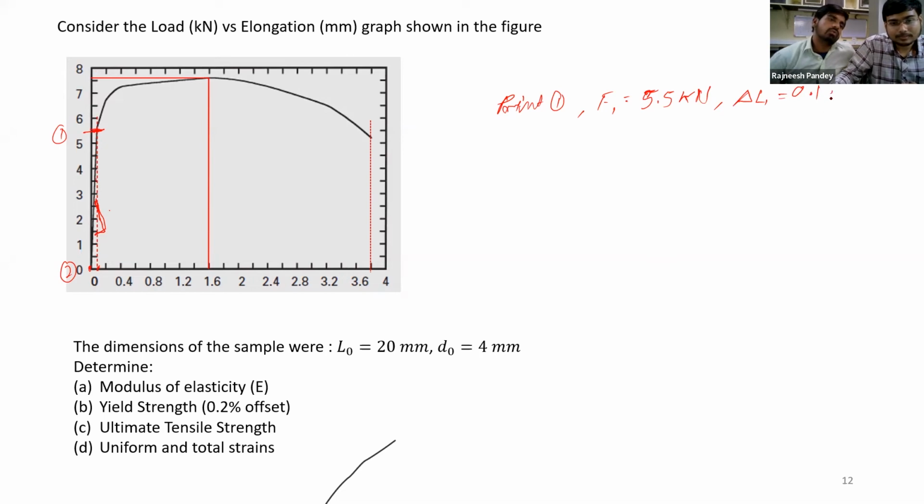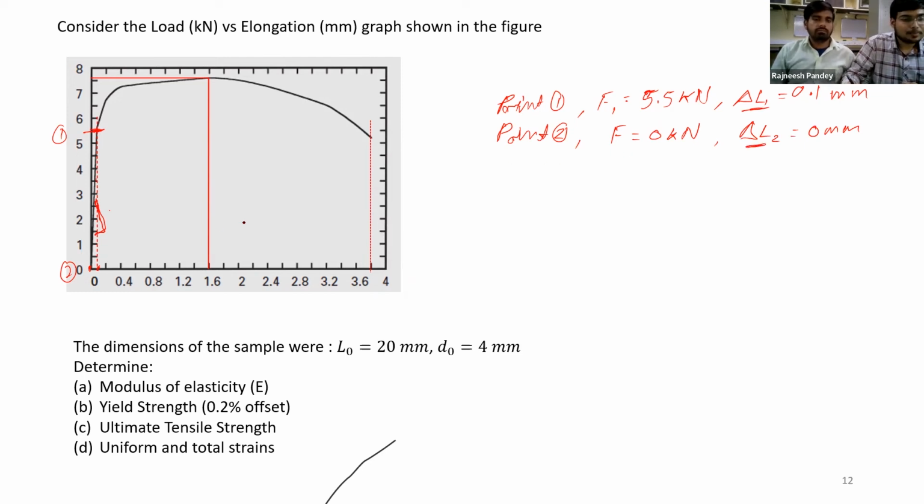Here our purpose is just to tell about the concept behind that question, so you can easily interpret the data if you get it from some test. At point 2, obviously the force value and elongation value are both 0. So this is 0 kilonewton, and delta L2 comes out to be 0 mm. This is the elongation, remember, not the length at any instant. With respect to the initial length, it is how much it has been elongated over time from the starting point.